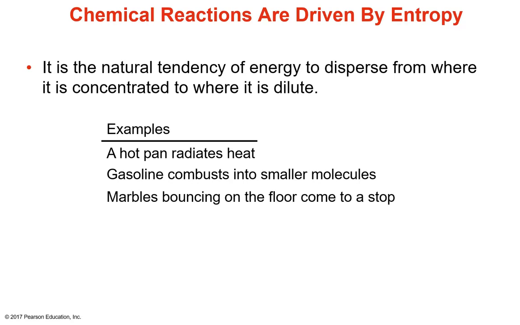So when you have something that has an increase in entropy, it's going to result in an increase in heat divided by temperature. So the words here are trying to give you feelings of how it works. So it says it's the natural tendency of energy to disperse from where it is concentrated to where it is diluted.